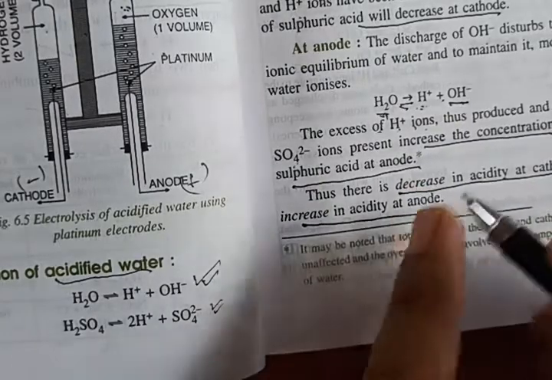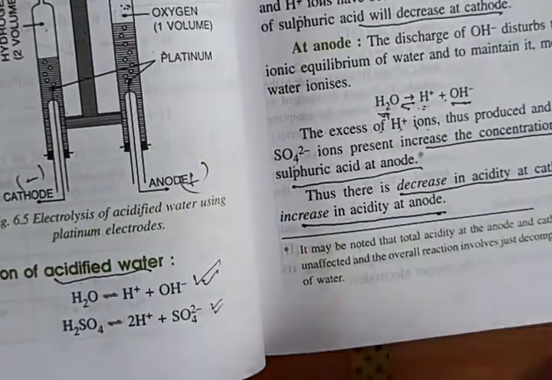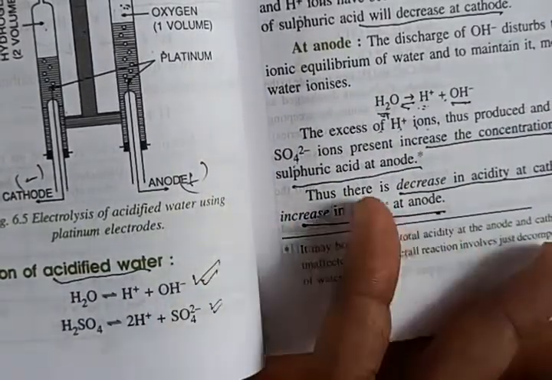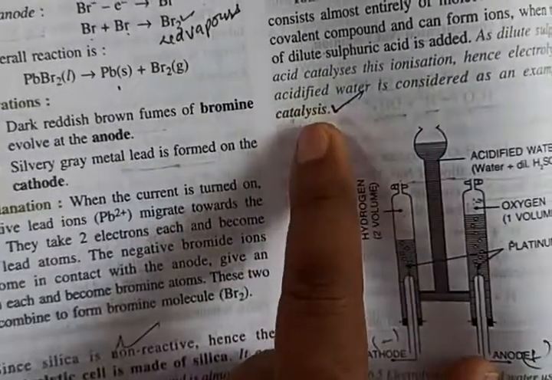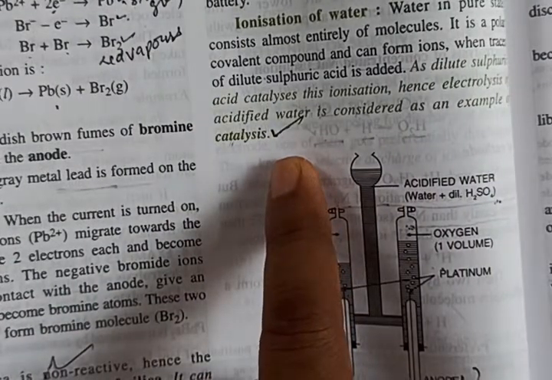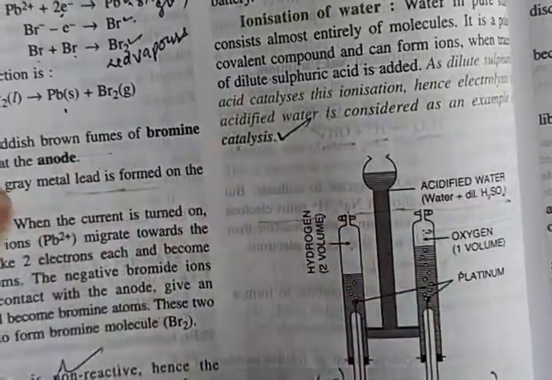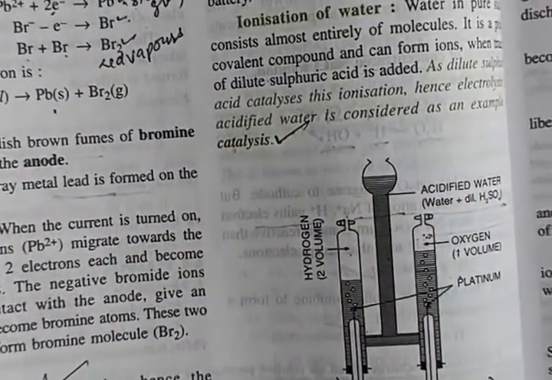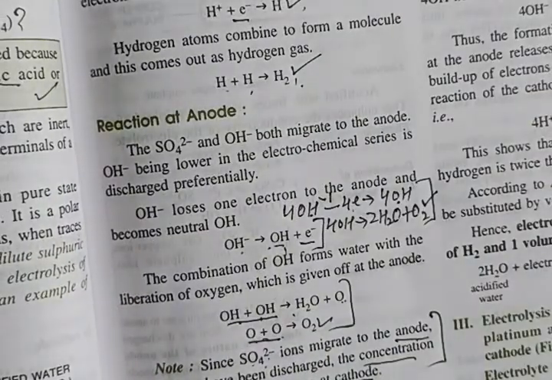That means sulfuric acid does not take part in the reaction. At one place its concentration increases, at one place it decreases. Overall it is not affected, and that is why electrolysis of water is called catalysis. Because what is a catalyst? It increases the rate of the reaction but itself does not take part in the chemical reaction. Now another thing you have to understand.